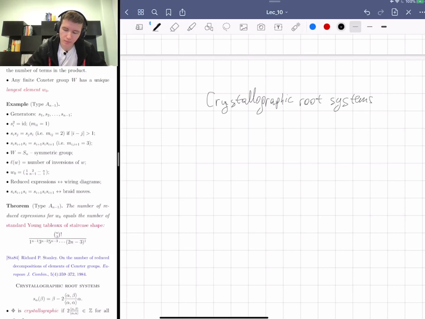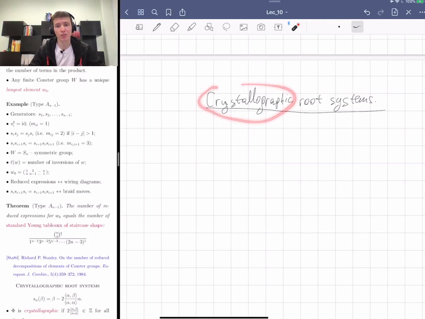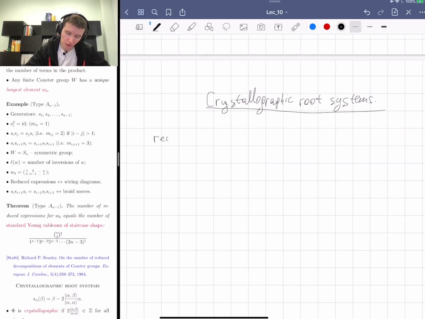Previously I've been talking about usual root systems, but the crystallographic ones are the important ones. I'm going to mention later why they are really that important, but so far, let me first of all recall that we have this formula for S alpha of beta. Let's say alpha and beta are just two vectors. What is the formula for the reflection of beta with respect to alpha? Does anybody remember?